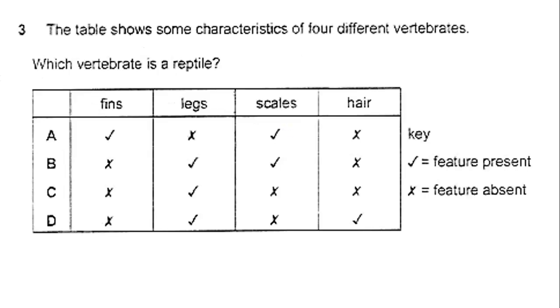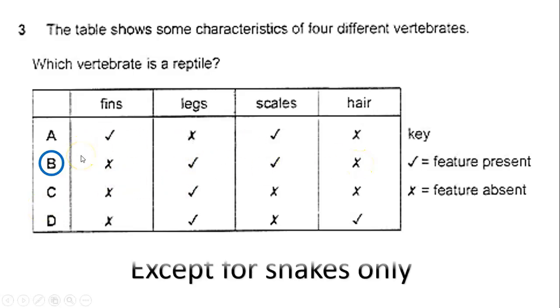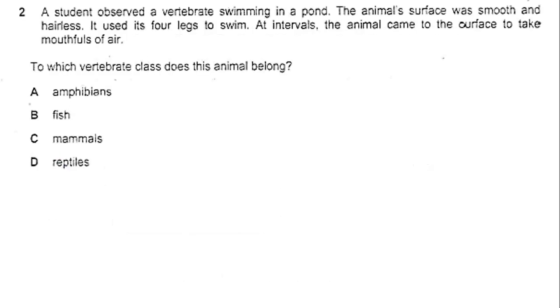Now the table shows some characteristics of 4 different vertebrates. Which vertebrate is a reptile? Yes, it is B. Why? Because it has legs and scales. Of course, reptiles don't have hair and they don't have fins. I just need to remind you that there is only one reptile without legs, which is, yes, the snake.